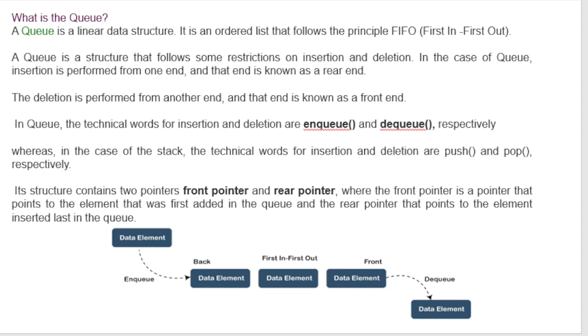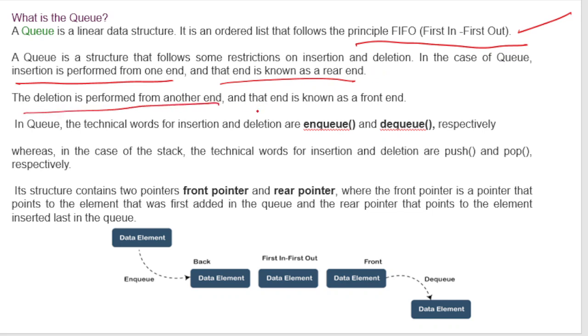Next is queue. A queue is a linear data structure. It is an ordered list that follows the FIFO principle, first in, first out. A queue is a structure that follows some restrictions on insertion and deletion. In the case of a queue, insertion is performed from one end, known as the rear end. Deletion is performed from the other end, called the front end. So at the front end we are removing and at the rear end we are adding.